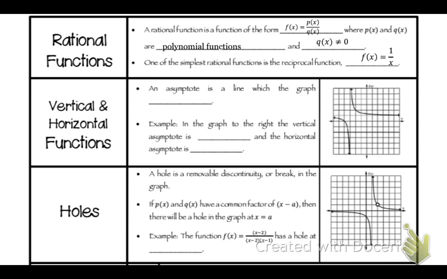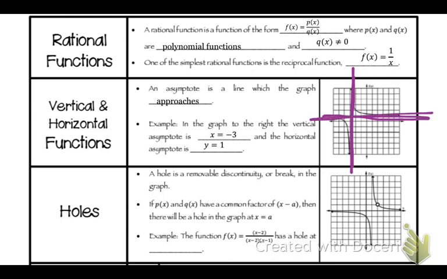Now, an asymptote is a line which the graph approaches. An example of this is in the graph to the right: there's a vertical asymptote at x equals -3, and a horizontal asymptote at y equals 1. This is the vertical asymptote right here, x equals -3. Both of those graphs are approaching that line right there. Now the horizontal asymptote is y equals 1, so that's that one right there.